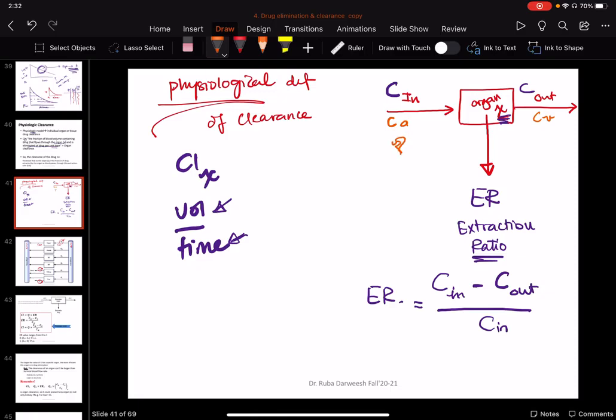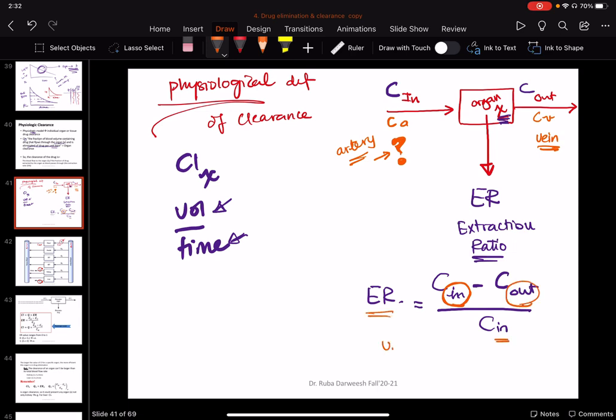What is the exception for the "in" as arterial and "out" as venous? I'm pretty sure that you already know it. But just to make sure that we are not confusing ourselves in the exam or when you do calculations about the physiological clearance, just keep it as in and out over in. This is the extraction ratio.